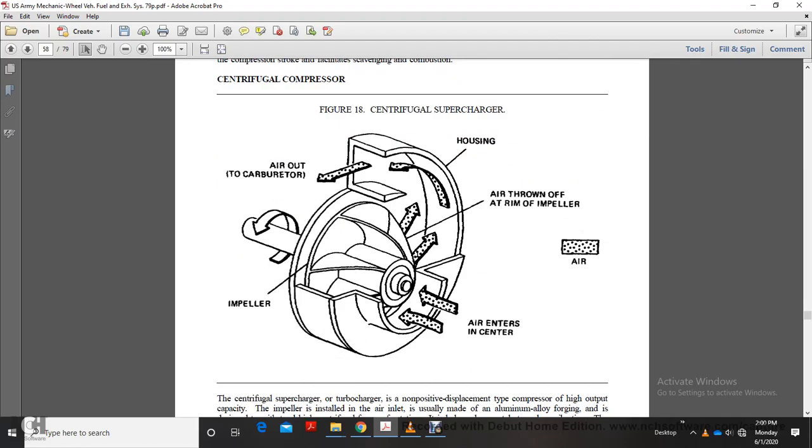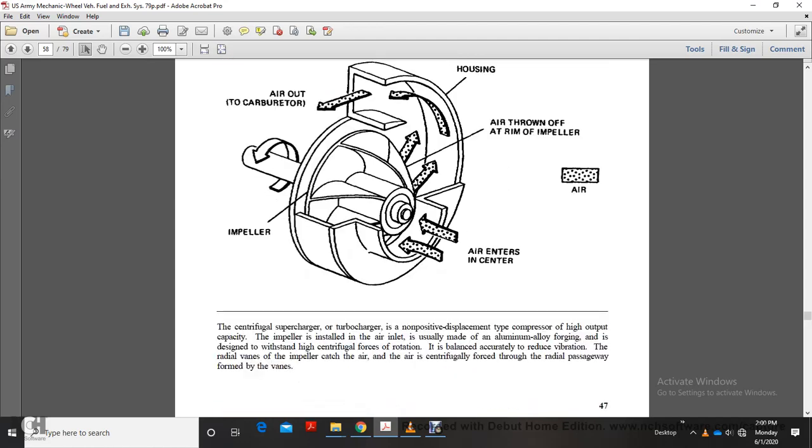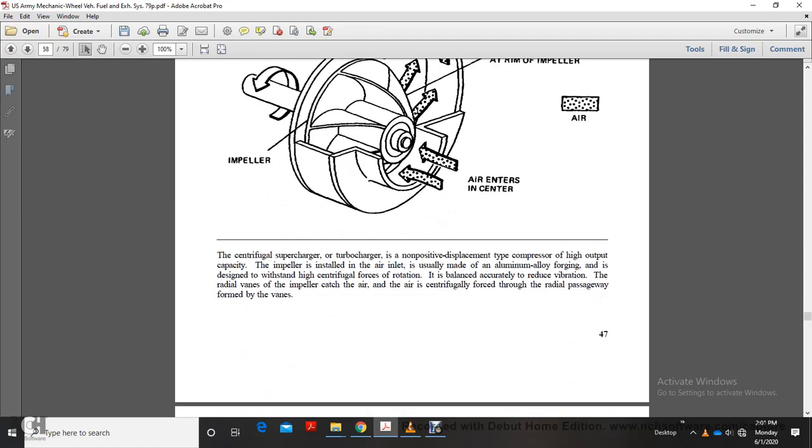Centrifugal compressor. This shows the centrifugal supercharger, the impeller, the air inlet and the air outlet to the carburetor, and the housing. Air flows off the rim of the impeller. Air enters at the center. Centrifugal superchargers and turbochargers are non-positive displacement type compressors with high output capacity. Impellers are installed with the air inlet, usually made of aluminum alloy forging, designed to withstand the high centrifugal force of rotation. It is balanced accurately to reduce vibration.